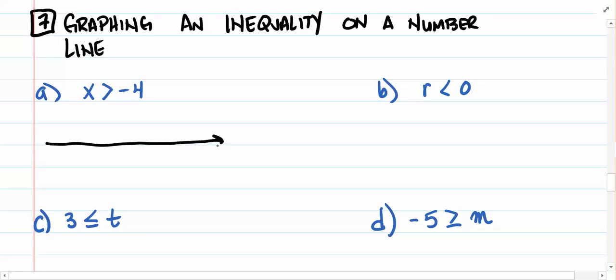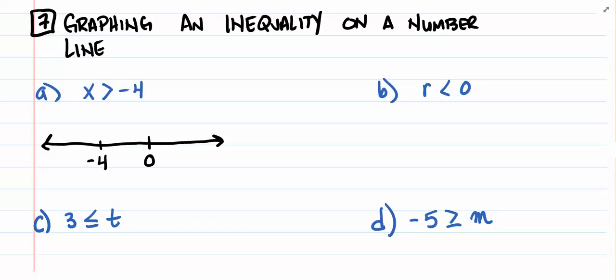You draw a number line with arrows on both sides indicating that the line goes on forever. You give me 0 on the number line. It doesn't matter where it is. You have to give me 0. Then you have to give me the point in question. And the point in question for example A is negative 4. Negative 4 is to the left of 0 on the number line, and that needs to be accurate.